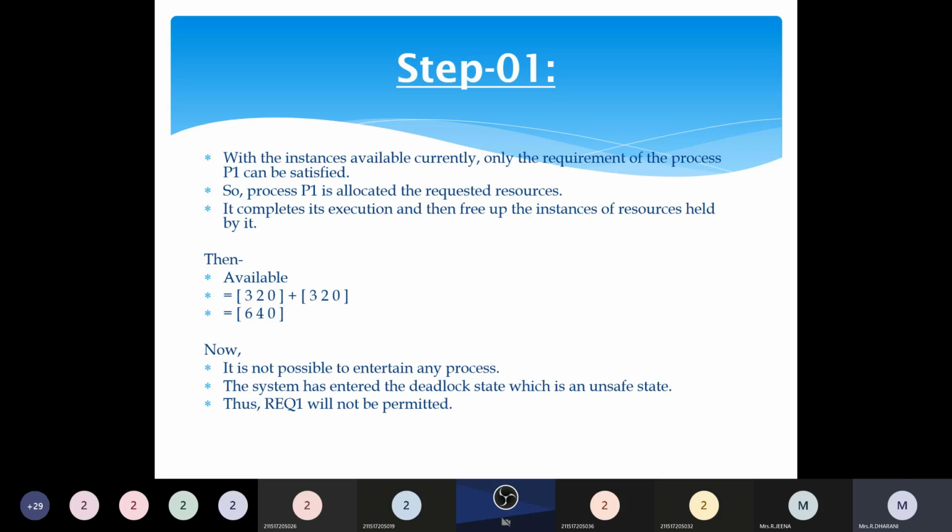Okay, so it is not possible to entertain any process. If you got 640, then you cannot fulfill P0 process and P2 process. So it is not possible to entertain any process. So the system has a deadlock state, which is an unsafe state. So that the request will not be permitted. The request one will not be permitted.